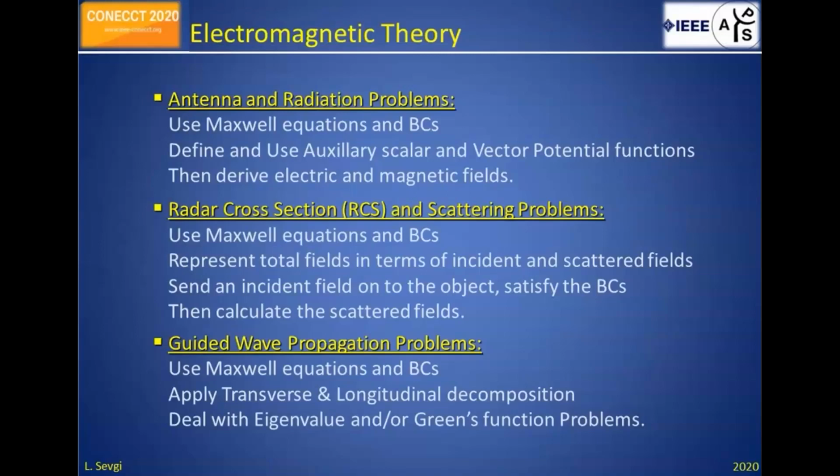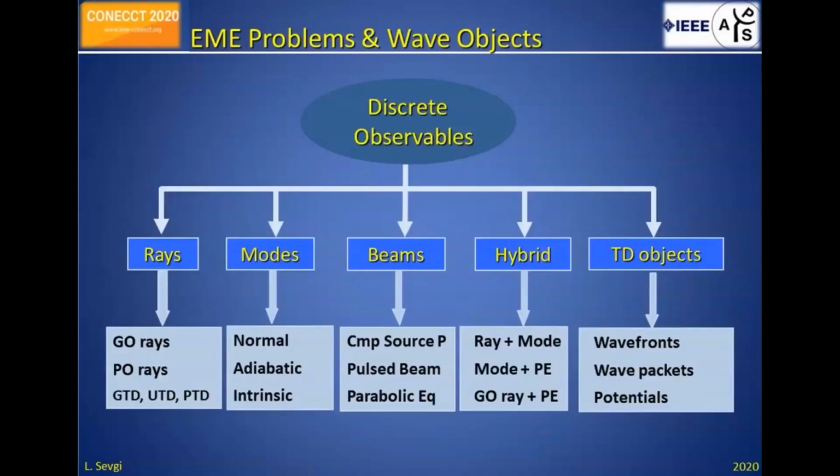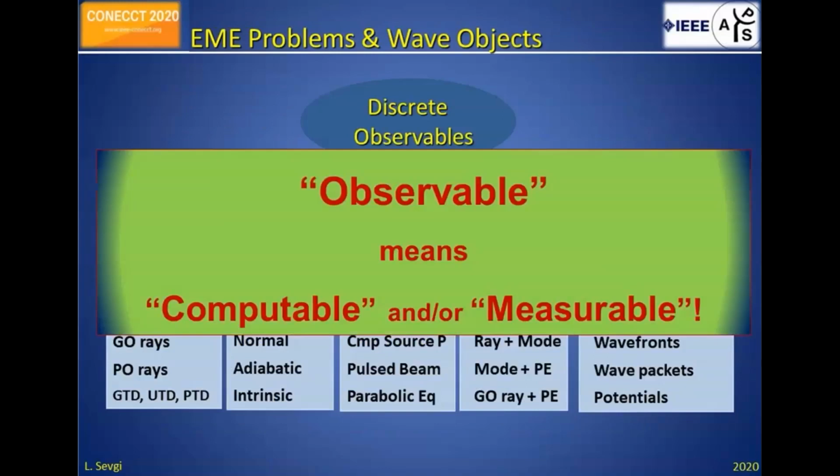For the guided wave propagation problems, we apply transverse and longitudinal decomposition and deal with eigenvalue and Green's function problems. These are the discrete observables. We have rays, we have modes, we have beams. We can use them in a hybrid form, and lately we have time domain objects. Observable means computable and/or measurable.